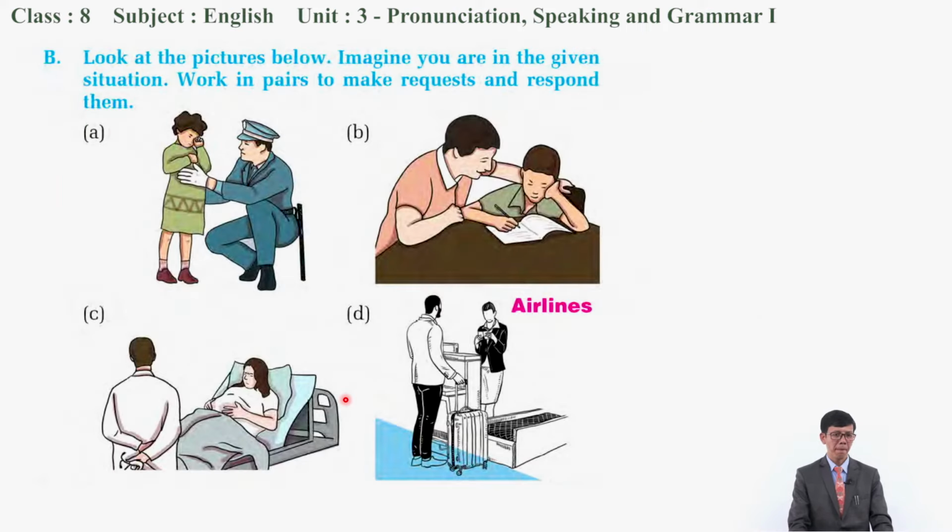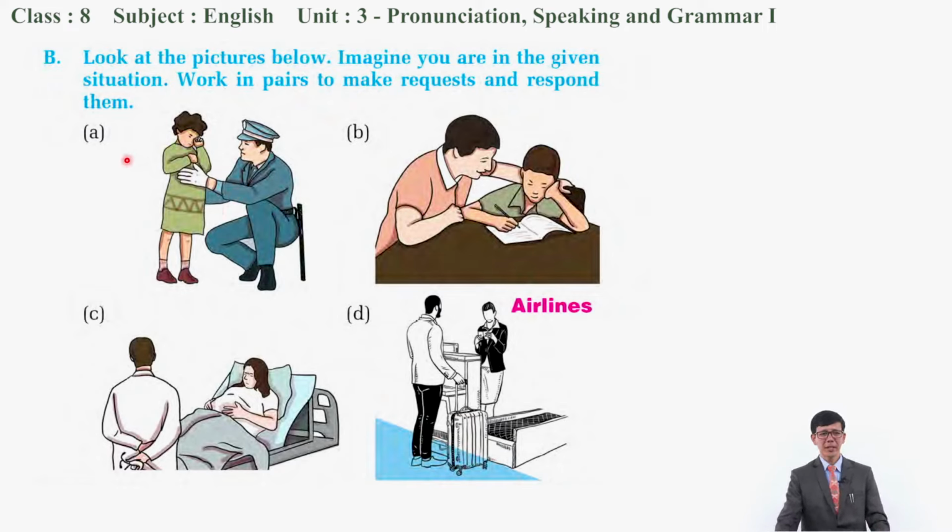Now let's look at these pictures. You can see different pictures here. Looking at these situations, work in pairs to make requests and then respond to them. Look at the first situation. What can you say there? Good. Maybe this little girl might have got lost somewhere. And who do you see? A policeman. So she might be making a request to the policeman. What might her request be?